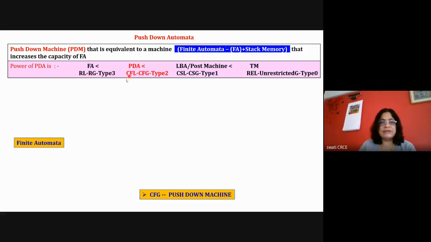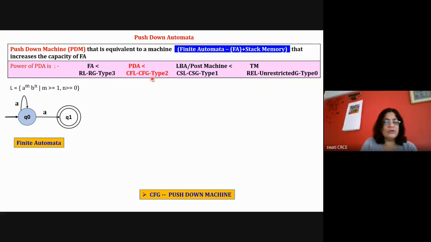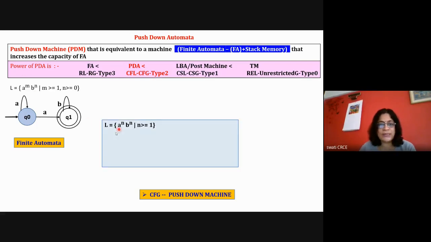The language of the push-down machine is context free language, and the grammar is context free grammar, which is a type 2 grammar. For a language where you don't need any kind of memory, we can design a DFA or NFA. But for a language where we have to remember how many A's are there, to check that the same number of B's should be there, we need some sort of memory. And a finite state machine cannot solve such kind of problem.